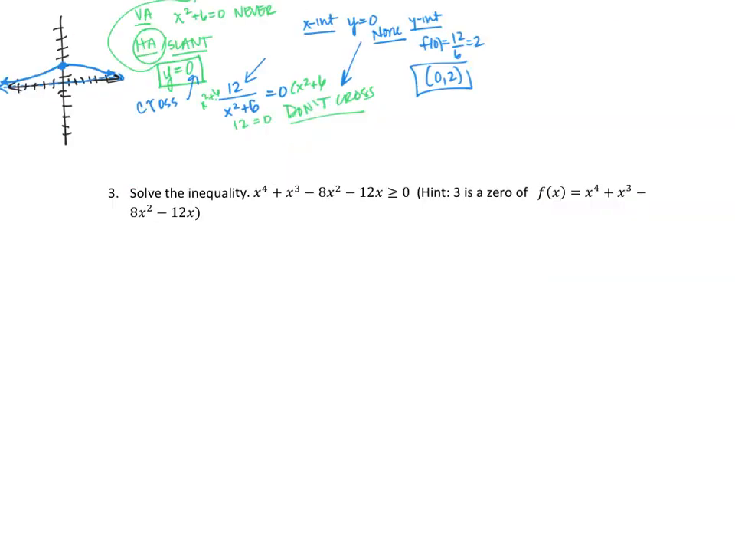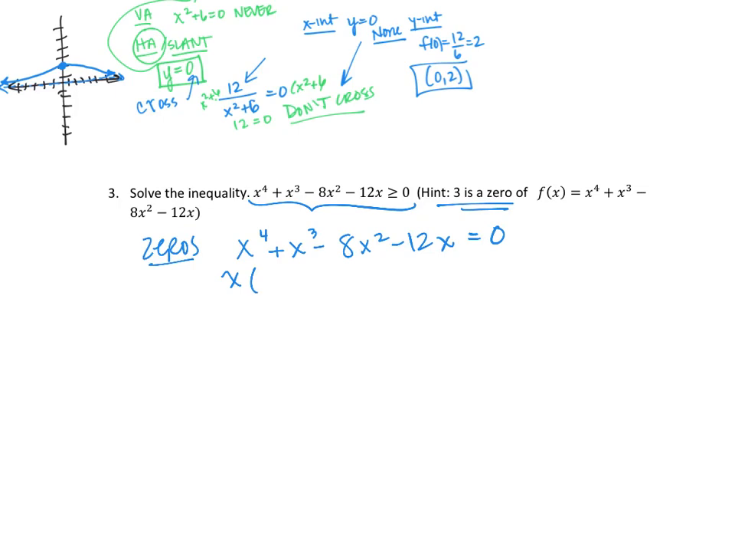All right, we're going to look at this next question. This is a polynomial inequality. So we're going to want to be able to find all the zeros of x to the fourth plus x to the third minus 8x squared minus 12x for that polynomial. I see that there's a hint there, but I also notice that they all have an x in common. And so if I factor x out, I'm going to have x to the third plus x squared minus 8x minus 12 equal to 0.